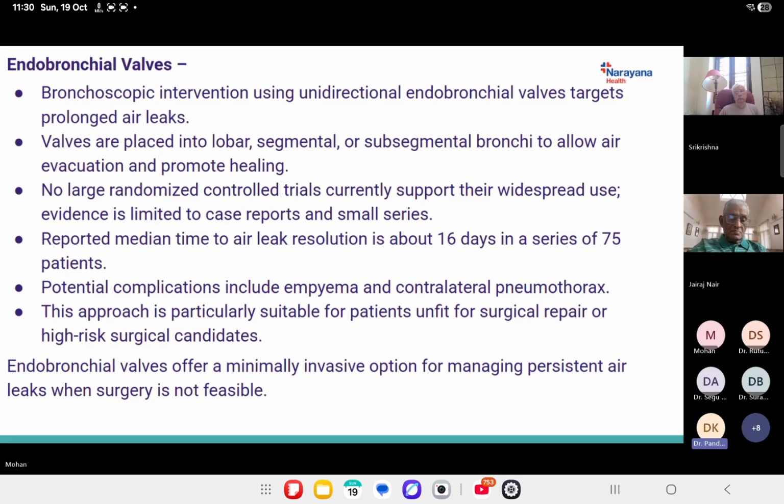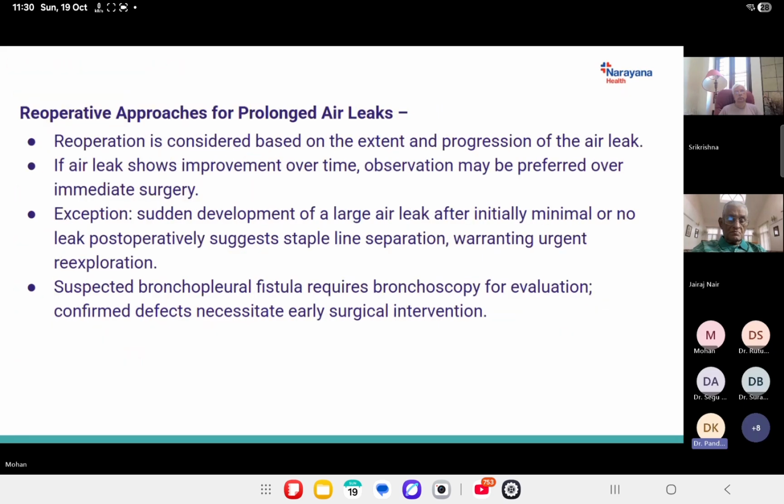Potential complications include empyema and contralateral pneumothorax. This approach is particularly suitable for patients who are unfit for surgical repair and who are high-risk surgical candidates to undergo a reoperation. Endobronchial valves offer a minimally invasive option for managing persistent air leaks when surgery is not feasible. And now, reoperative approaches for prolonged air leaks.